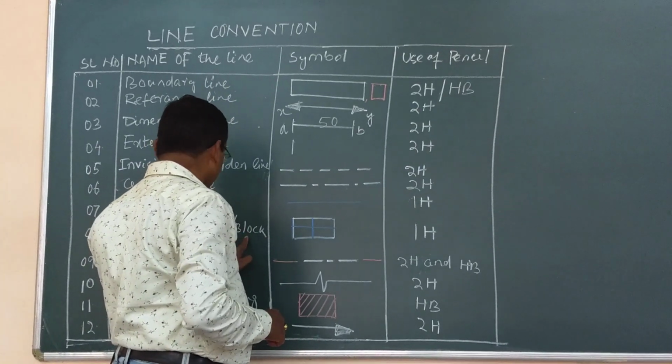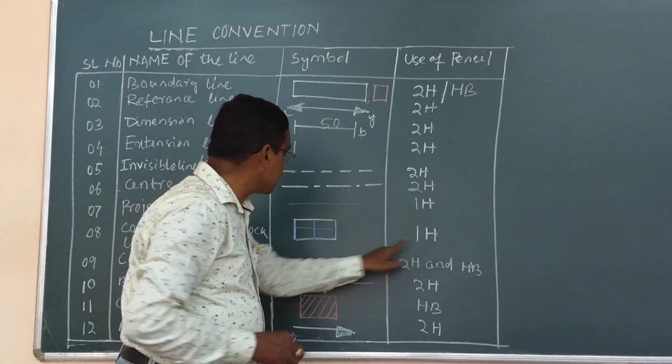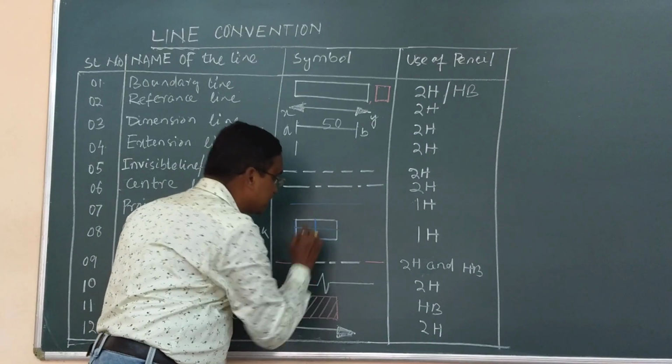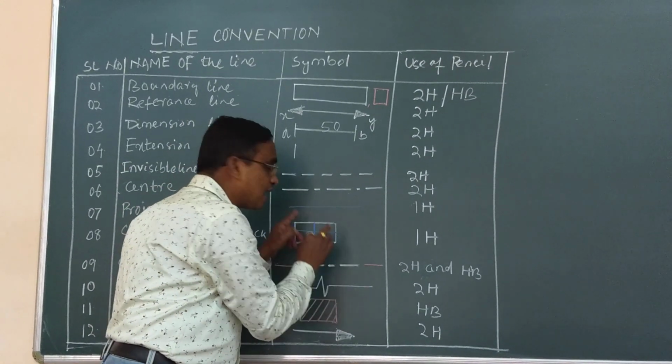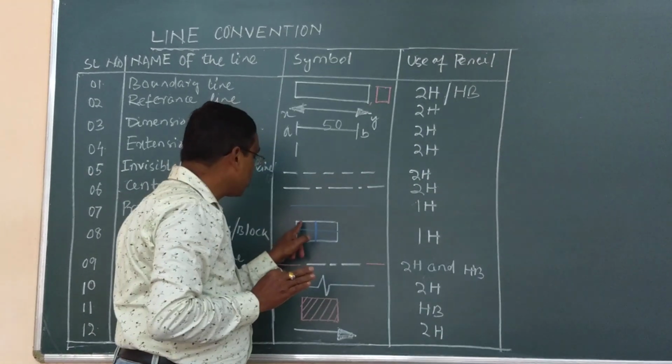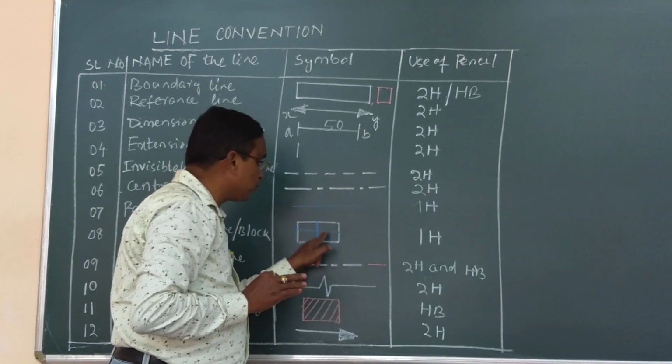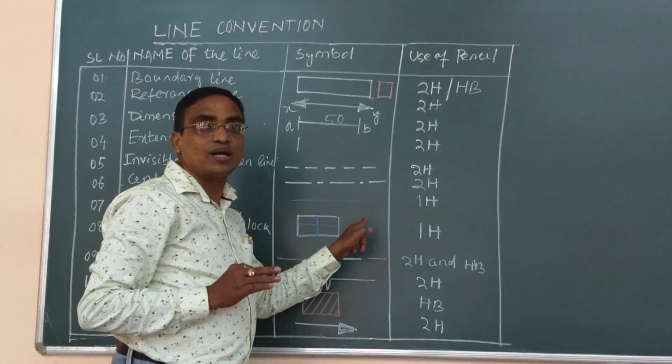Construction line or block line, 1H pencil. These are the construction lines or block lines. Suppose this is our total area. I want to divide it into 4 blocks, 1, 2, 3, 4. For that, I will use a 1H pencil.